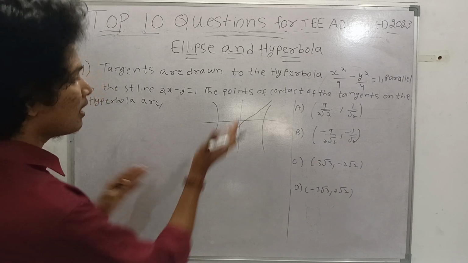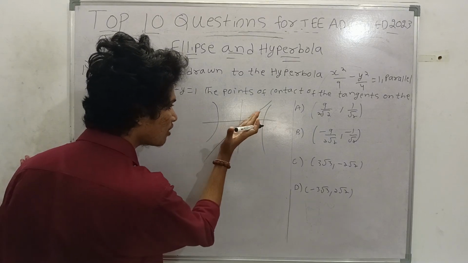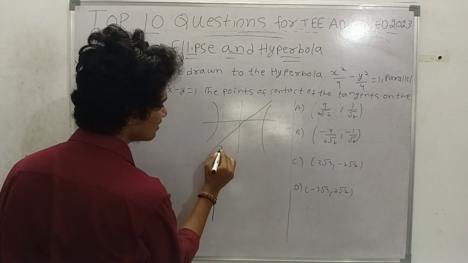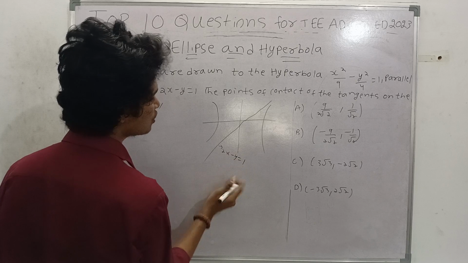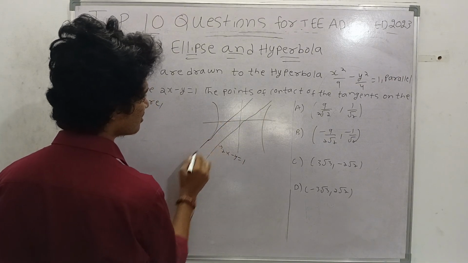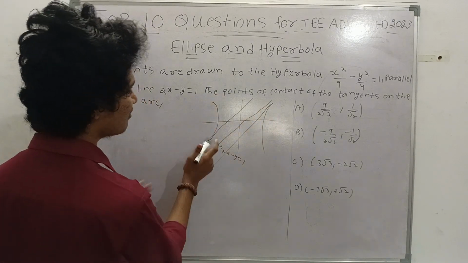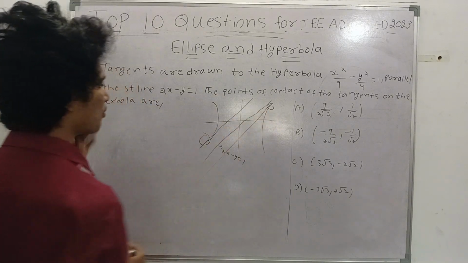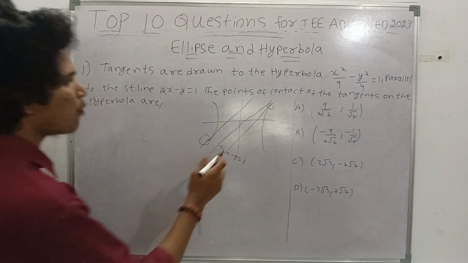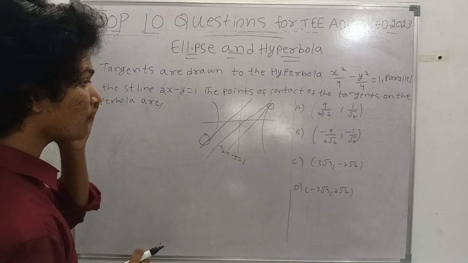Now what they are saying is that the tangents are drawn to the hyperbola in such a way that they are parallel to this line, 2x minus y equal to 1. So parallel to this line there are tangents, like this and like this. These are parallel lines, and these are also tangents to the hyperbola. Now we have to find what the points of contact are. We have to find that.